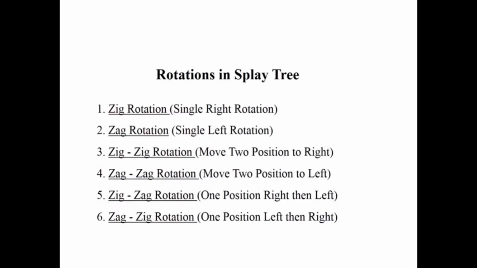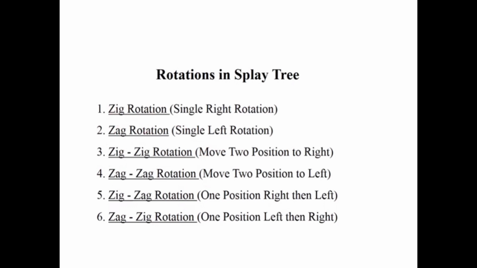Here, splay tree rotations are zig rotations, zag rotations, zig-zig rotations, zag-zag rotations, and zig-zag and zag-zig rotations. These are the rotations of the splay trees. Zig means a single right rotation, zag means a single left rotation, and zig-zag means a right and left rotation.